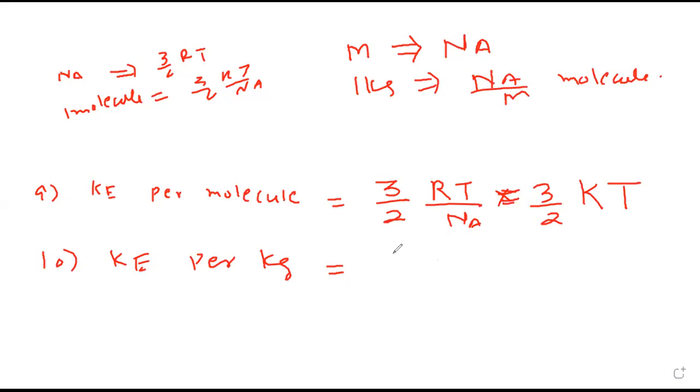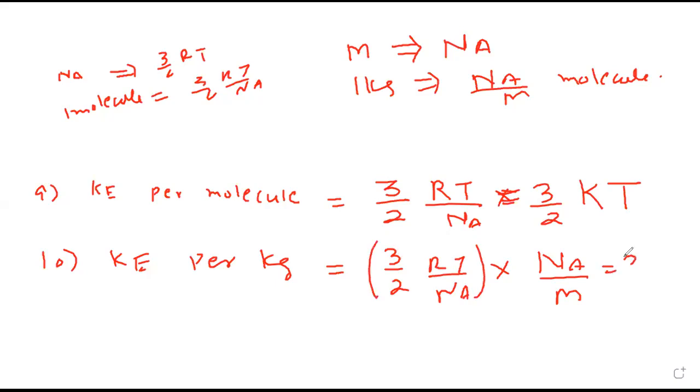Yes, sir. So for 1 kg, for 1 molecule the answer is 3 by 2 RT by Na, and 1 kg has Na upon m molecules. So 3 by 2 RT upon Na, or you can just remember 3 by 2 RT upon molecular weight. So for per molecule, we are dividing by Avogadro number. Per kg, we are dividing by molecular weight. Per mole is just 3 by 2 RT. Write these two formulas.